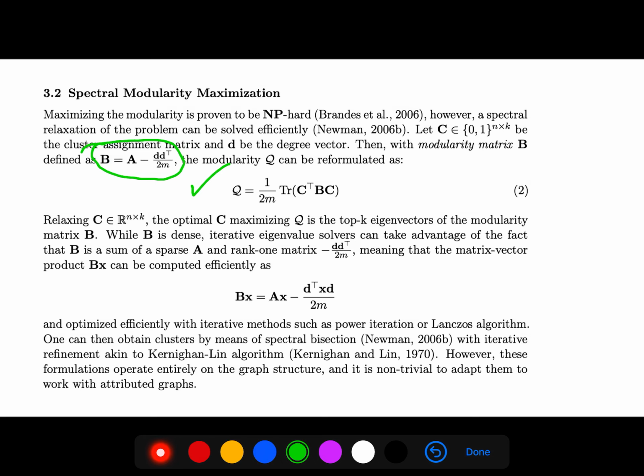While B is dense, iterative eigenvalue solvers can take advantage of the fact that B is a sum of a sparse A and a rank 1 matrix, meaning that the matrix-vector product can be computed efficiently like this. For example, you can use Lanczos algorithms to solve it efficiently.